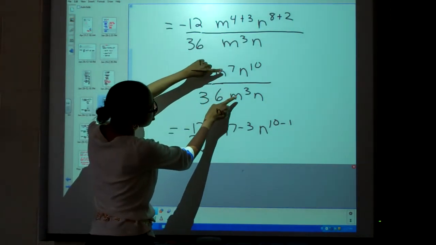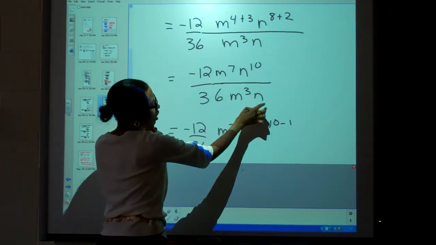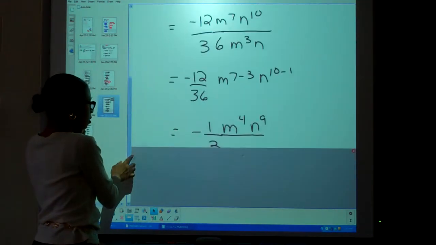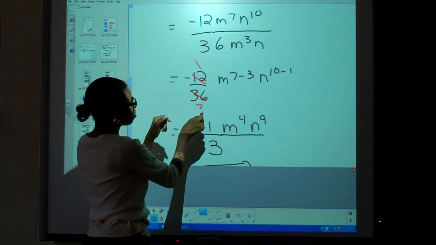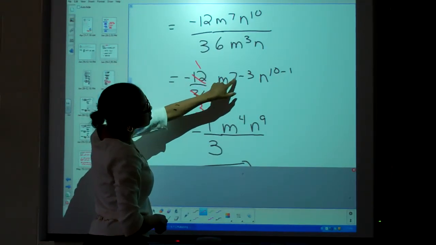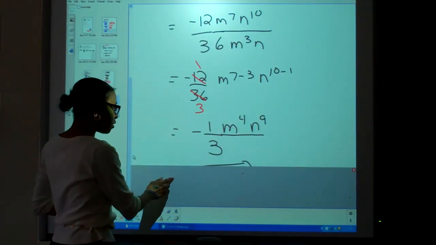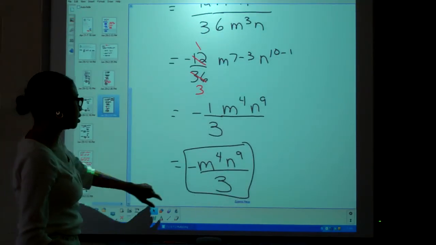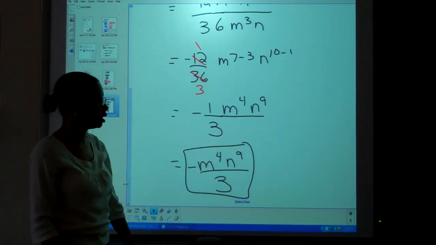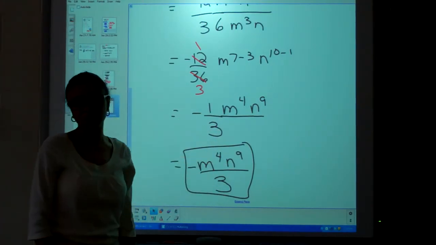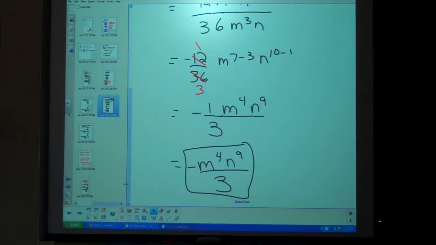And then we're going to take the negative 12 over 36. And you know when you are dividing the same base, you subtract their exponents. 7 minus 3 is 4. 10 minus 1 is 9. And where did I get a negative 1/3? 12 and 12 is 1, 12 and 36 is 3. A negative 1/3. 7 minus 3 is m to the 4th, and then n to the 9th power. So my final answer is negative m to the 4th n to the 9th over 3. I just got rid of the 1 because that's not needed. This is correct. However, this is how you can also write it. Neither is wrong, but we try to do it without that 1 in front, the one that I have boxed.